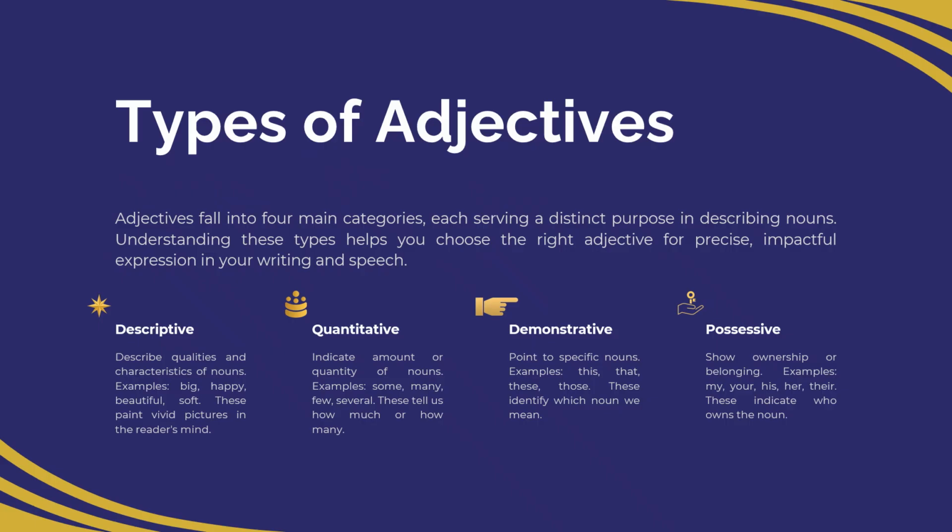Types of adjectives. Now let's understand types. Descriptive: big, happy. Quantitative: some, many. Demonstrative: this, that. Possessive: my, your. Each type adds a different kind of information. So, adjectives are not just decoration, they are functional.